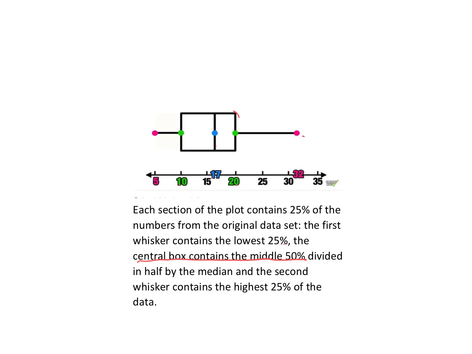of the data. That means 25% of the scores were between 5 and 10, 50% of the scores were between 10 and 20, and 25% of the scores, so let's just write this in here, 25% there, 50% is the box, and then 25% is between 20 and 32.